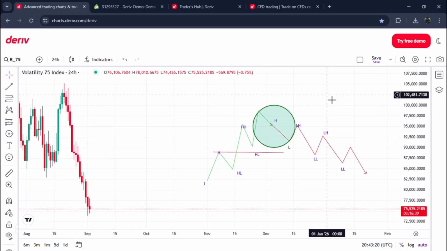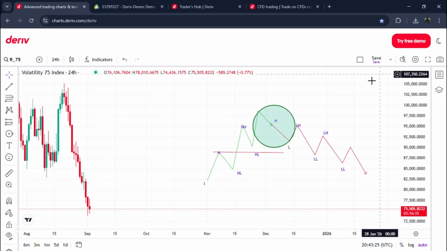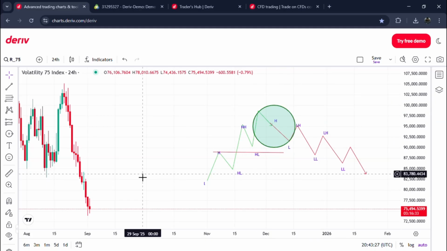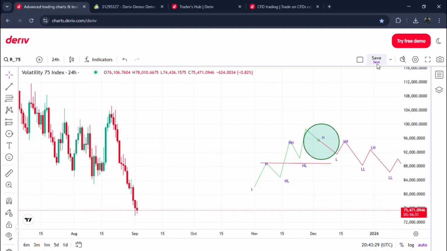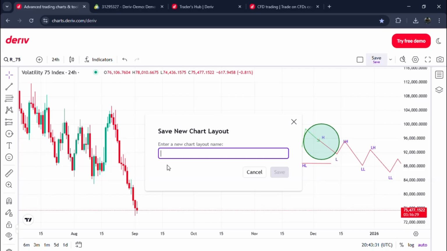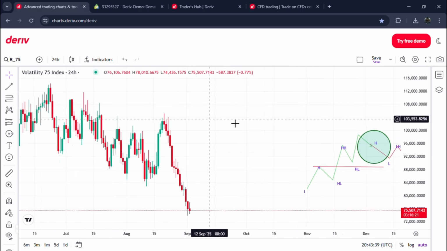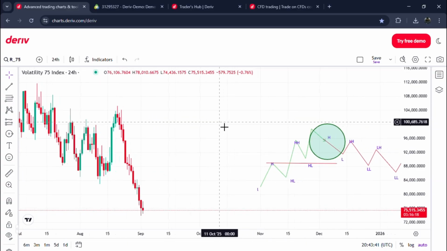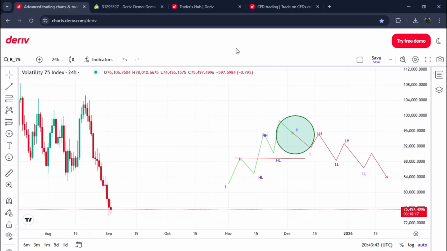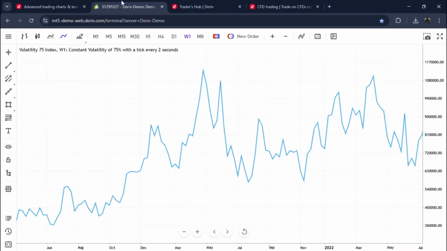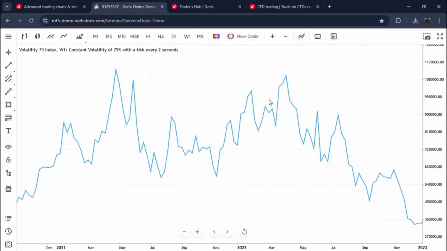Now that you've understood this, you can always save your work. You can go there, save under any name, and go on. I don't want to save anything because I have already saved my V75, so I don't want any confusion. So having understood this, now you can go back to your monthly chart and understand the higher highs and the higher lows.